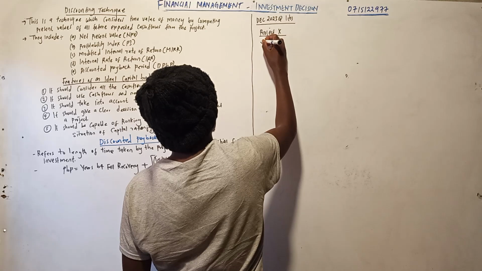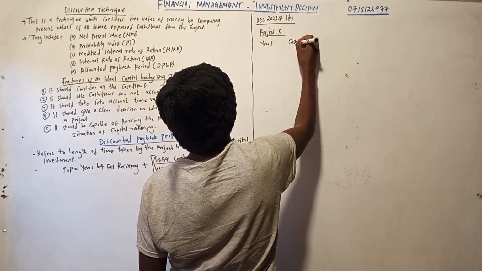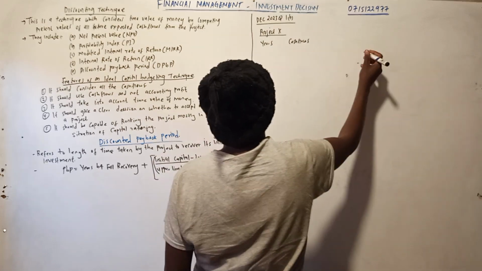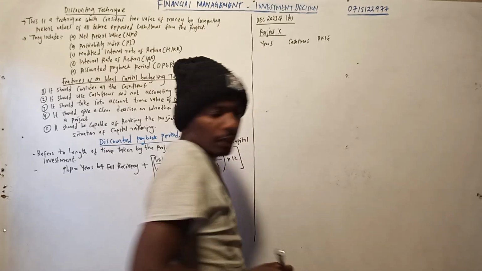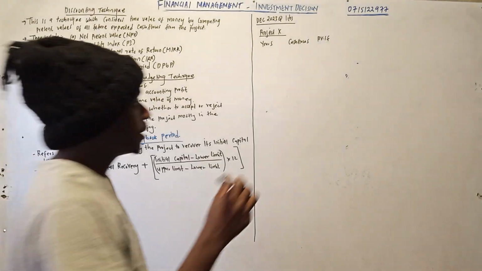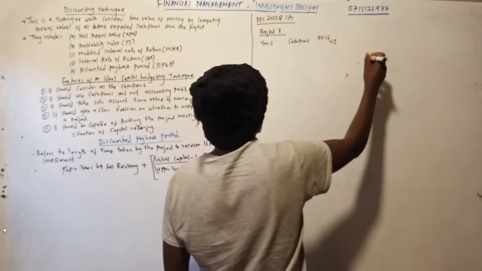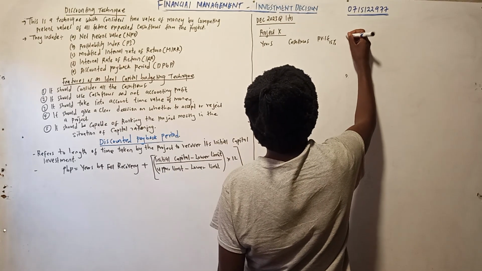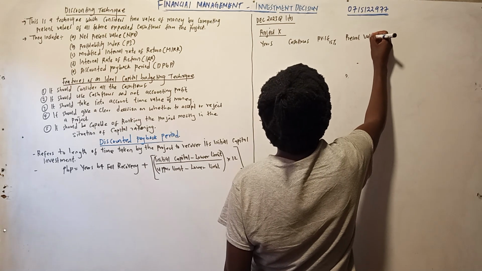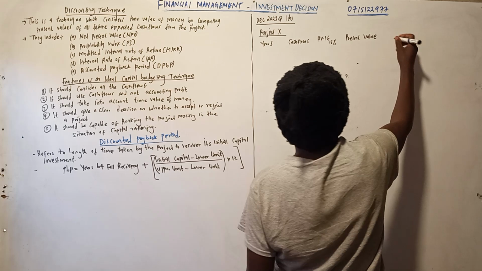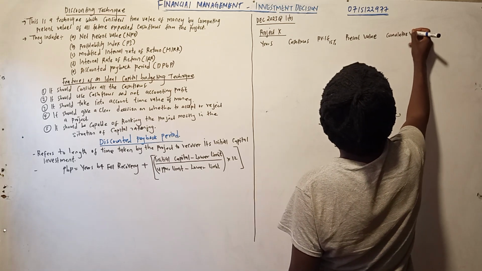So we have the years, and then you have the cash flows. Then you have the present value interest factor. The present value interest factor in this case is 15%. Then we shall get the present value, then the cumulative present value.